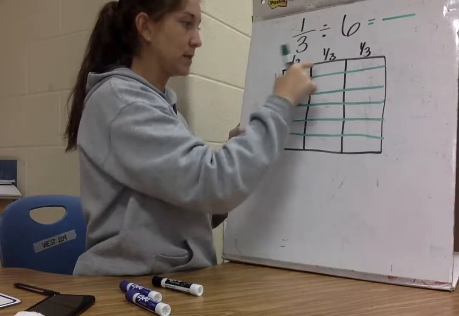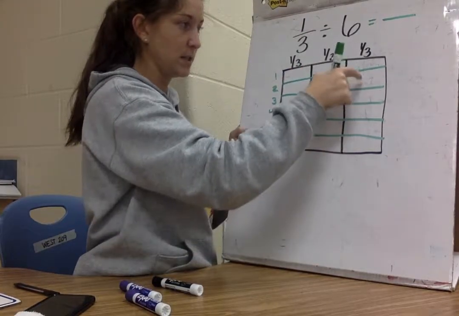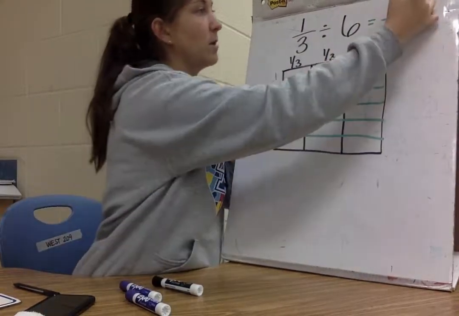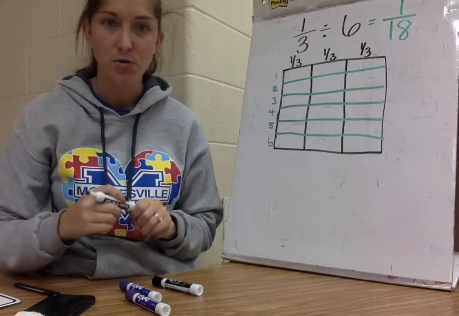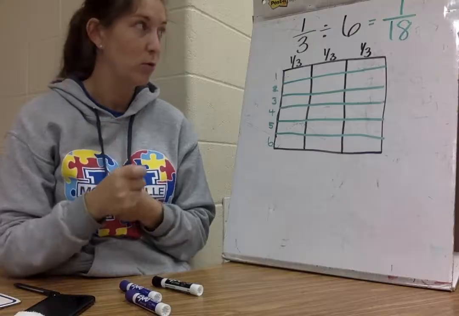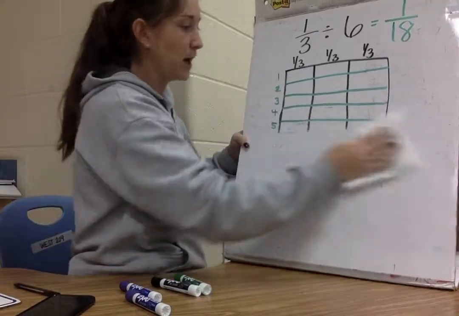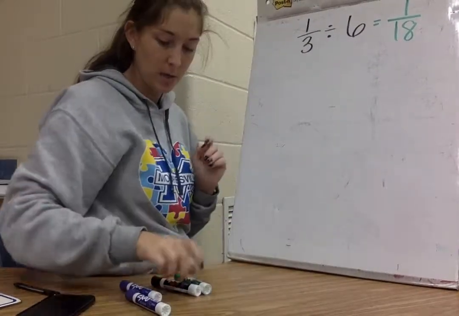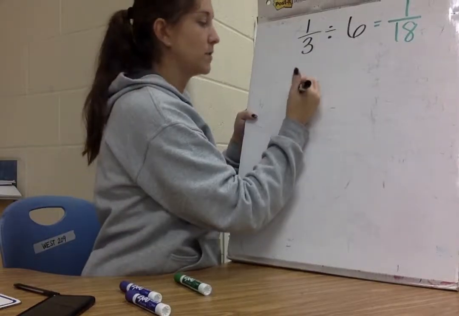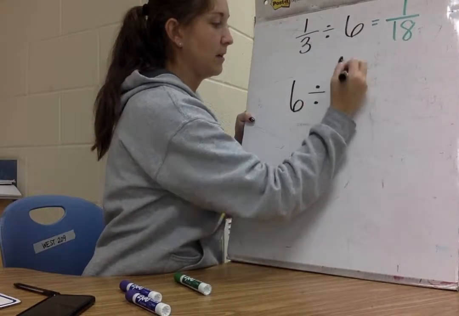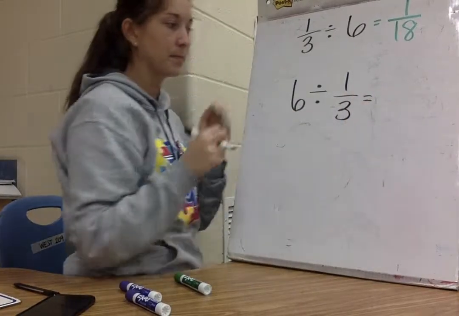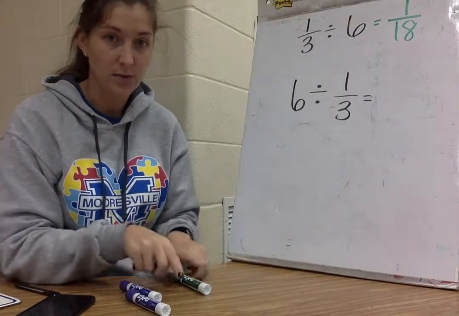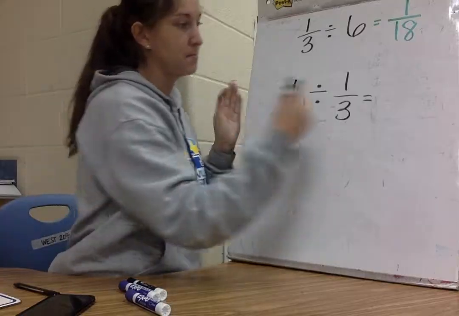Now, again, I need to know my total number of pieces for my denominator. 1, 2, 3, 4, 5, 6, 7, 8, 9, 10, 11, 12, 13, 14, 15, 16, 17, 18. I have 18 total pieces, and one of those pieces represents 1/18, which would be my answer. Now, keeping this fraction up here, I'm going to put what I would call the opposite problem. So I'm going to start with my 6 and divide it by my 1/3. We know by now, hopefully, that 6 divided by 1/3, the answer would be 18.